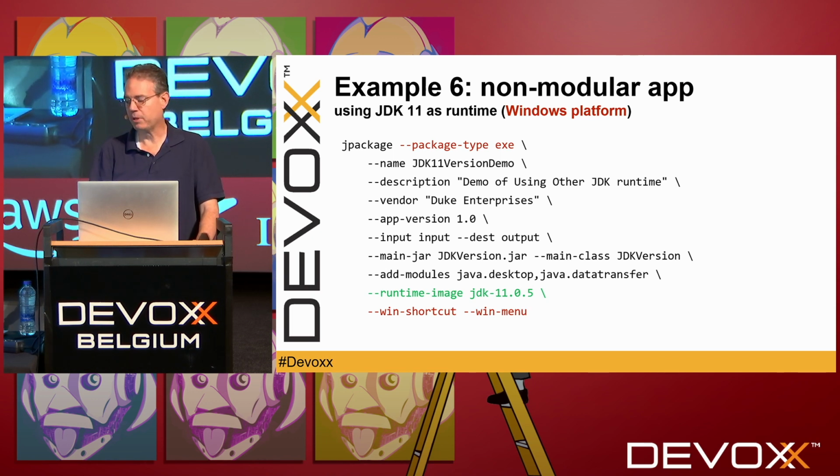So for this example, I've created a program called JDK 11 version demo. I made sure to compile that jar file with JDK 11, because otherwise it won't run with JDK 11. And then the only thing I'm doing different from previous examples is I'm specifying --runtime-image JDK 11.0.5.